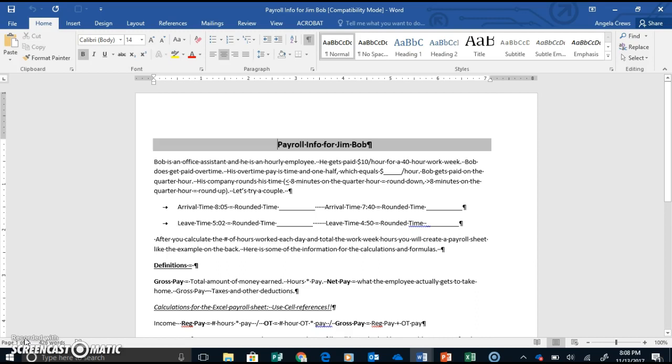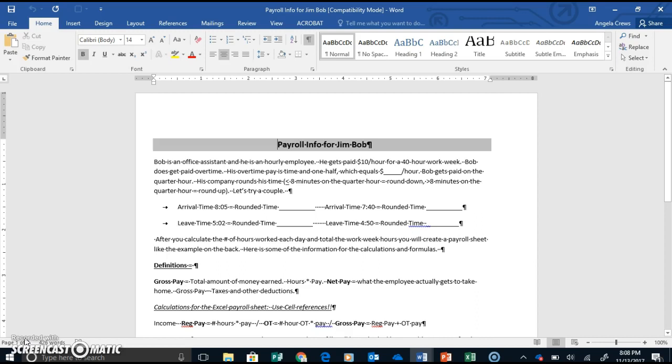So it says here that Bob is an office assistant and he is an hourly employee. He gets paid $10 per hour for a 40-hour work week. Bob does get paid overtime. His overtime pay is time and a half, which would be blank per hour. So you're going to take his hourly pay and multiply it times 150%, or 1.5. Go ahead and write that down.